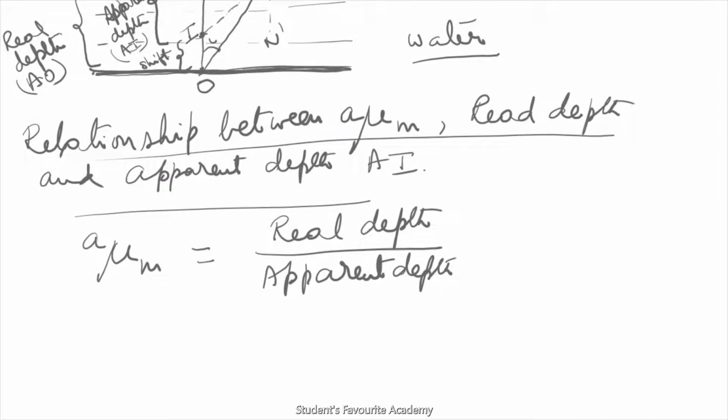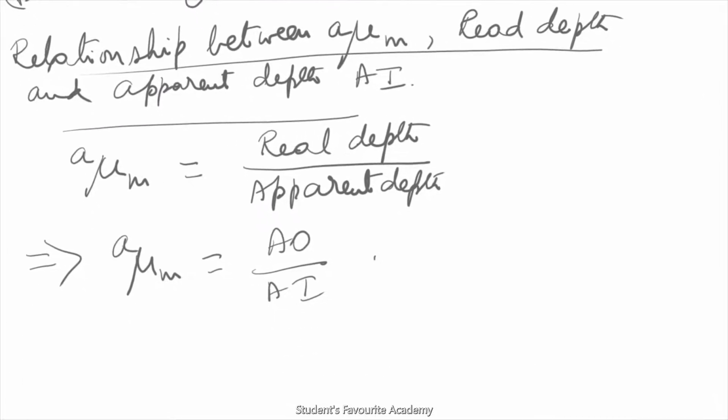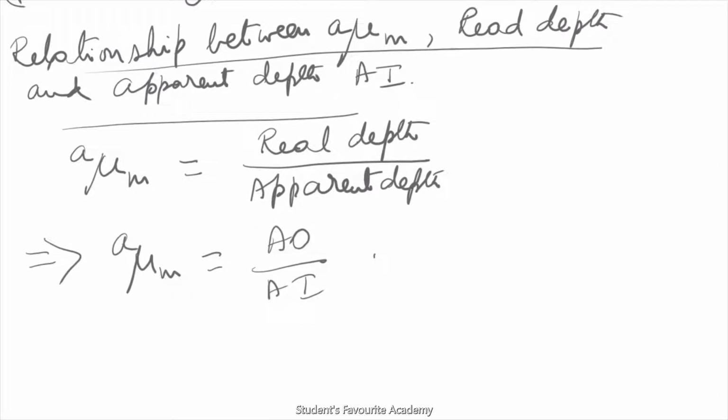This implies, as per the figure, mu of the medium with respect to air. What is our real depth? AO. And what is the apparent depth? AI. Okay, AO upon AI, as per the diagram, right? So now if you know the real depth and the mu of the medium, then you can find out the apparent depth. Any two out of the three quantities, if you know, you can find out the third. So small numericals you may be asked related to this formula. So this formula you have to remember.